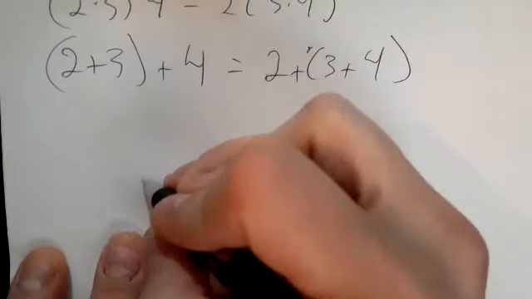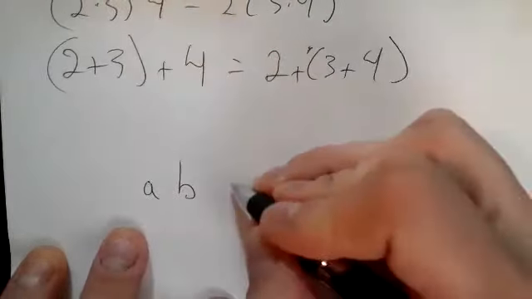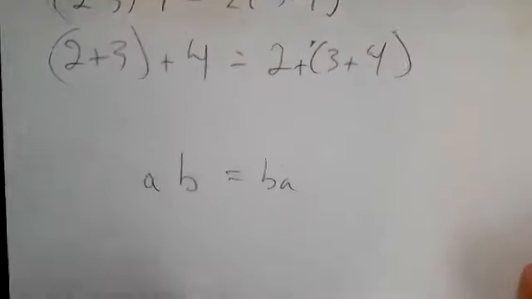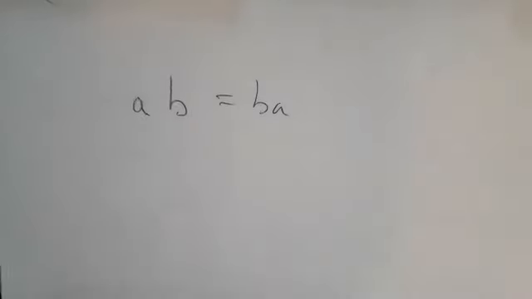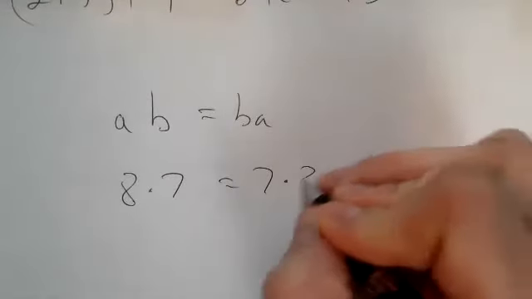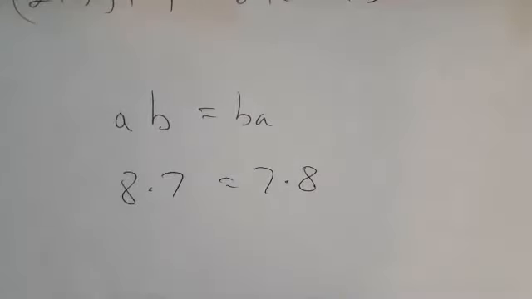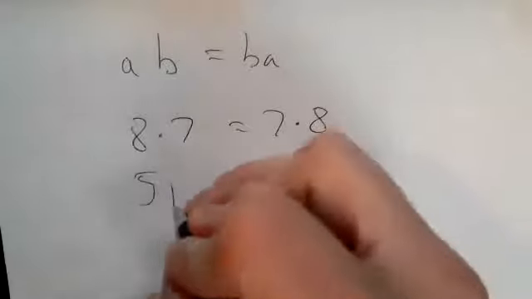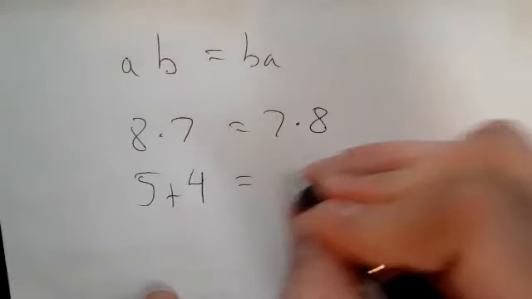Another property, and I'm going to use fewer letters this time, says if we do A times B, that's the same as B times A. So pick 2 numbers. 8 times 7 is going to be the same thing as if you do 7 times 8. You can do this with addition as well. 5 plus 4 should be 4 plus 5, right?